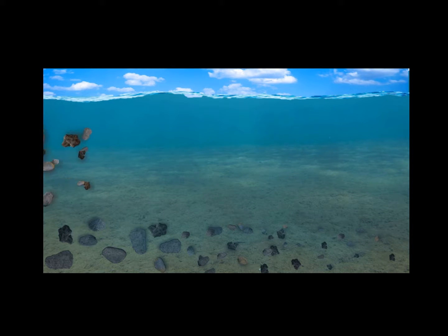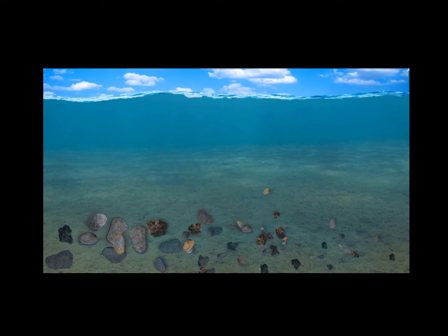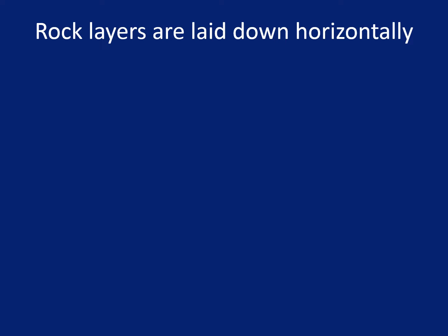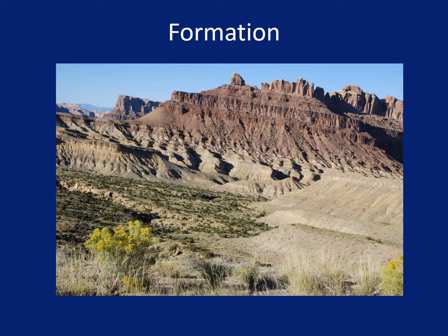Rock layers start out as some combination of stones, sand, and clay being carried along by water. As the water slows down, the biggest pieces like gravel settle to the bottom first. Then the smaller pieces like sand begin to settle, and finally the smallest pieces like clay settle to the bottom. Sometimes these loosely deposited sediments become cemented together and harden into rock layers. These rock layers are usually laid down horizontally. In other words, they are laid down flat.